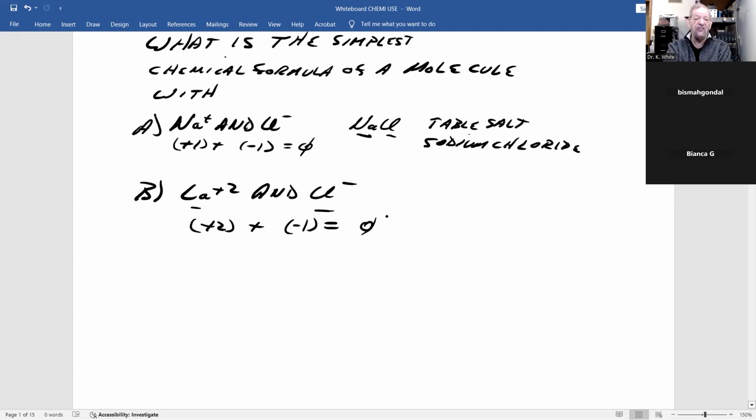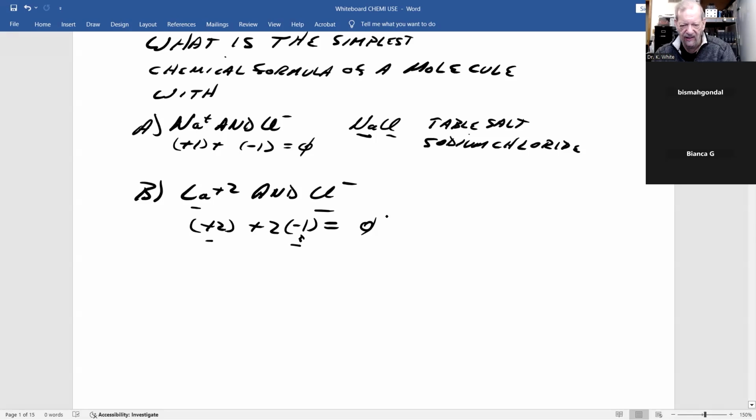I'll say that again in slow motion. You cannot change the charge, but you can change how many there are. Students try to change the charge, and it's going to be wrong every time. So if I want to add this to 0, this is a +2, I need a -2. Since I can't change this, but I can change how many. If I have 2 of those, 2 times -1 is -2 plus +2. Now it's equal to 0.